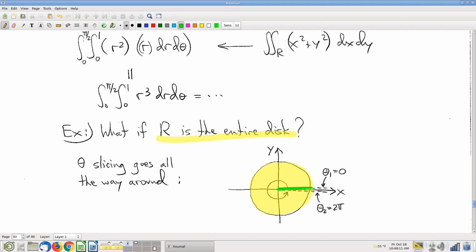And by far the most convenient thing to do is to think of this as starting with that theta slice where theta is 0, and your theta slices go all the way around and end with that last theta slice, theta equals 2 pi. So the point is, theta goes from 0 to 2 pi. And then, for a given theta slice, r starts at 0, and r ends at whatever the radius of that circle is. So, anyway, here's just for example.